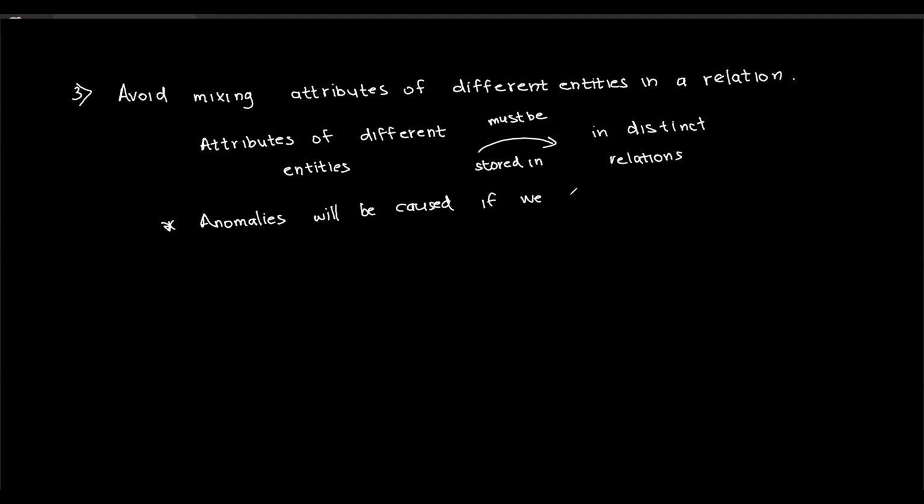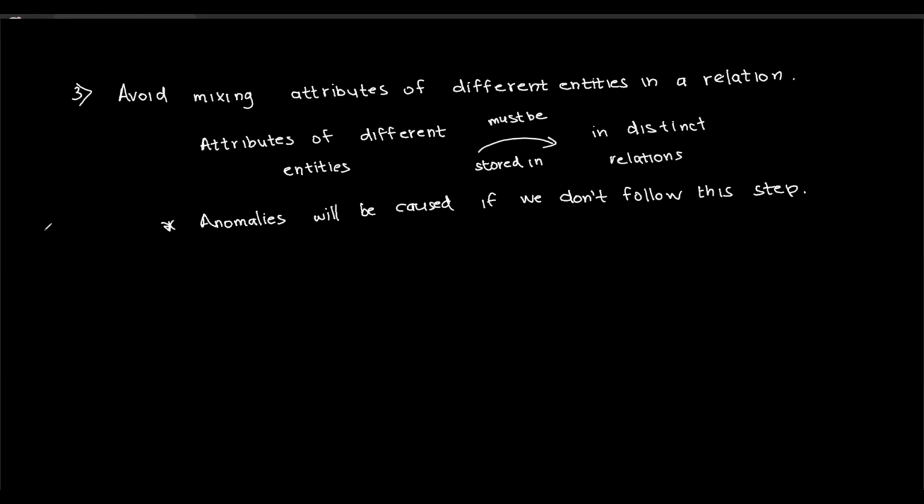If we don't follow this step, so keep that in mind, anomalies will be formed. The different types of anomalies are insertion, deletion, and modification anomalies. So this is the first guideline that we are using.